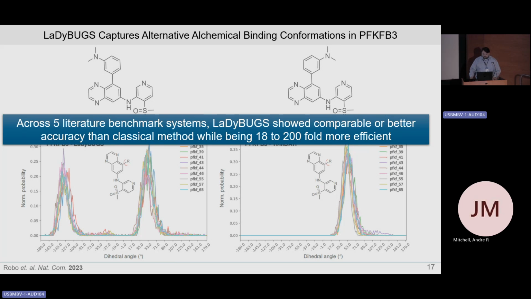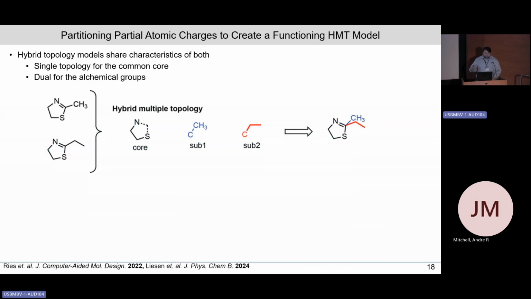One of the ways we thought there was a bottleneck at the very start was setting up our system, and there are a lot of reasons for that. But when we're setting up our ligands, one of the major things is that we have to partition the partial atomic charges in order to create a functional model. What we've done typically in lambda dynamics simulations is use a hybrid multiple topology model. This hybrid multiple topology model shares characteristics of both single topology for the common core, while having a dual topology for the alchemical groups. This offset is just for illustrative purposes.